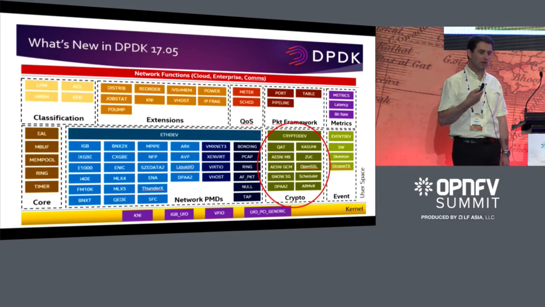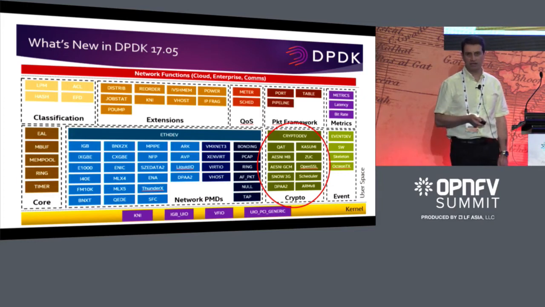So CryptoDev is a look-aside crypto acceleration model for symmetric crypto. It's really targeted at the algorithms that you need to do IPsec data plane. It supports both hardware and software acceleration under the same API. So you can use hardware acceleration via Intel's Quick Assist, and actually just in 17.05, NXP's DPAA2 as well.